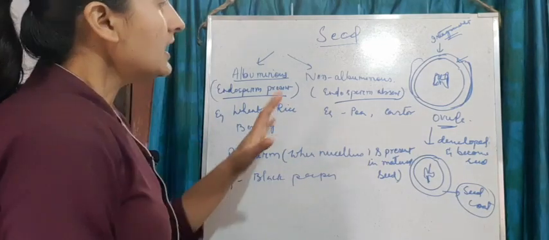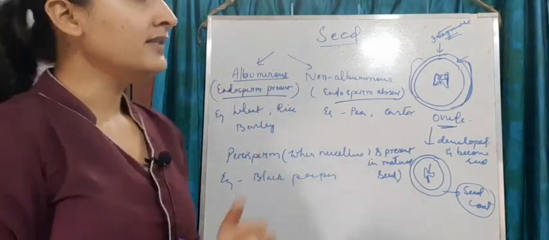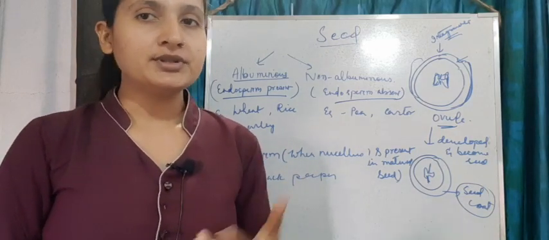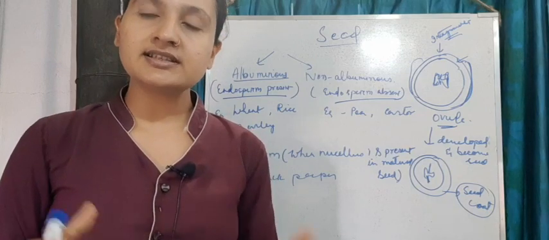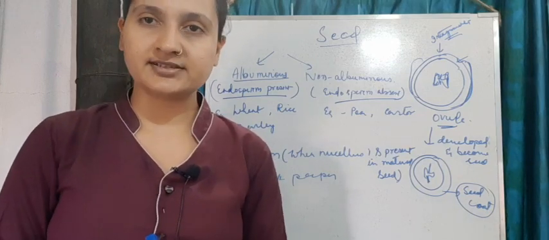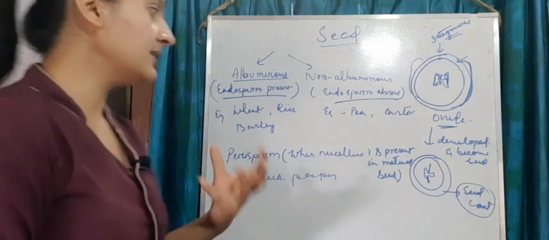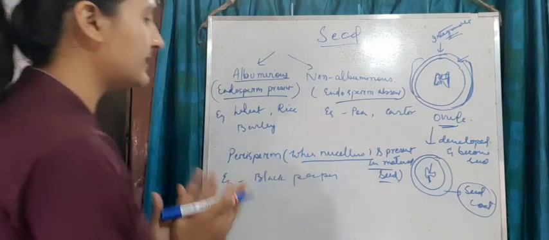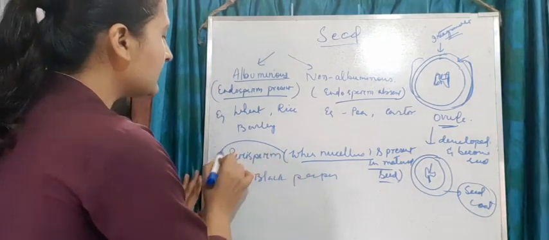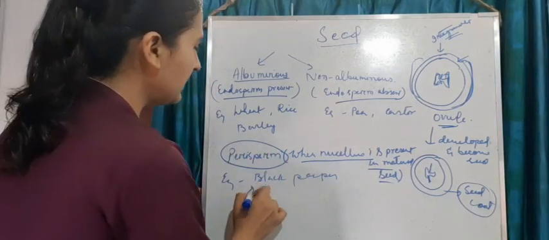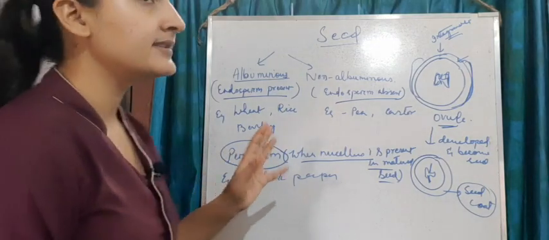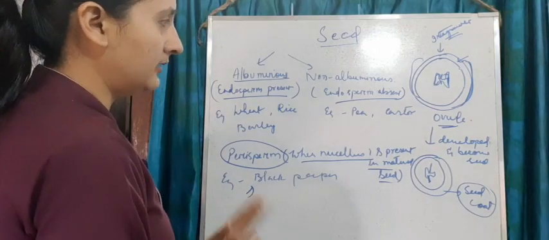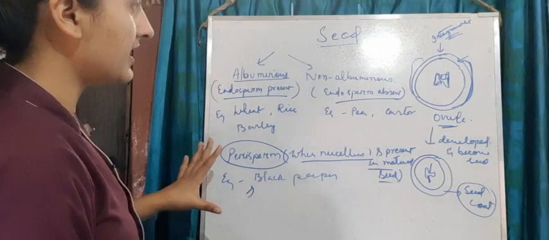All right, then one more thing is that when this development takes place, when megasporogenesis and fertilization take place, the nucellus at one stage completely vanishes, right? But sometimes some nucellus is left and is present in the matured seed, so that is called your perisperm, and it is seen in black pepper. You can see your NCERT book, these examples are given there as well. So is this clear regarding the seeds?